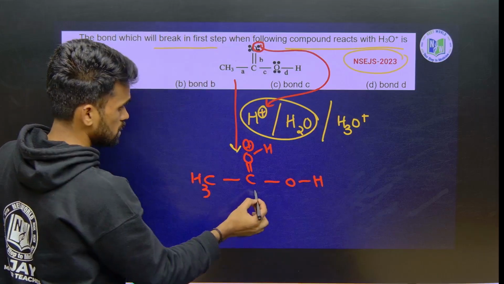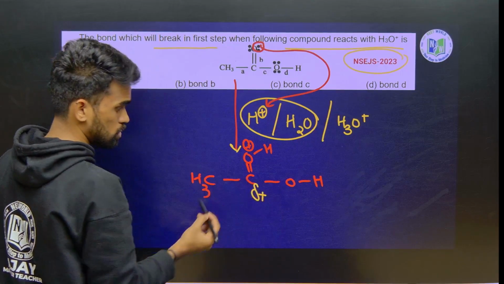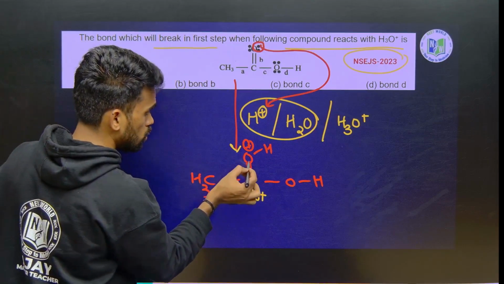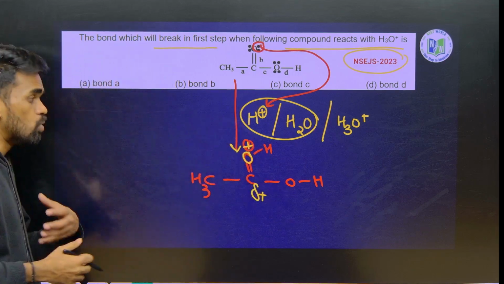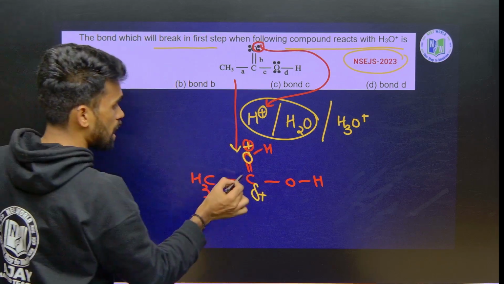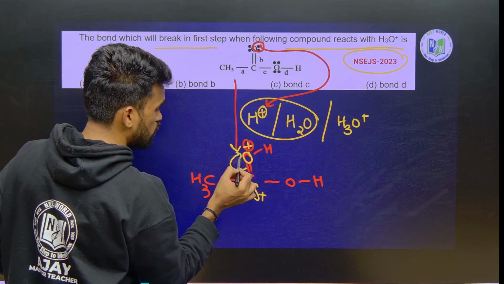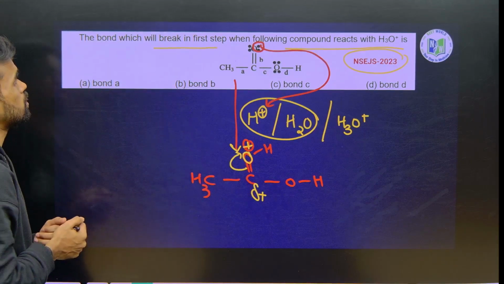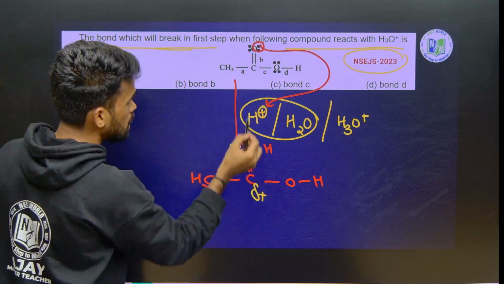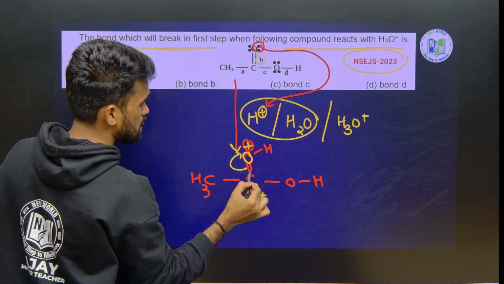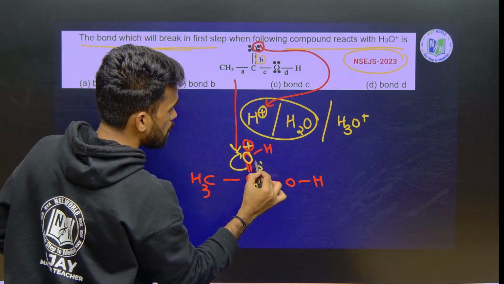Now this oxygen has partial positive charge, why is that? I just now told you, oxygen is an electronegative element, and with more positive charge it becomes more electronegative, therefore it will drag the pi electrons towards itself. So which bond is breaking now? The bond which breaks in the first step is what? This bond highlighted here, labeled as B. So this B bond is breaking first.